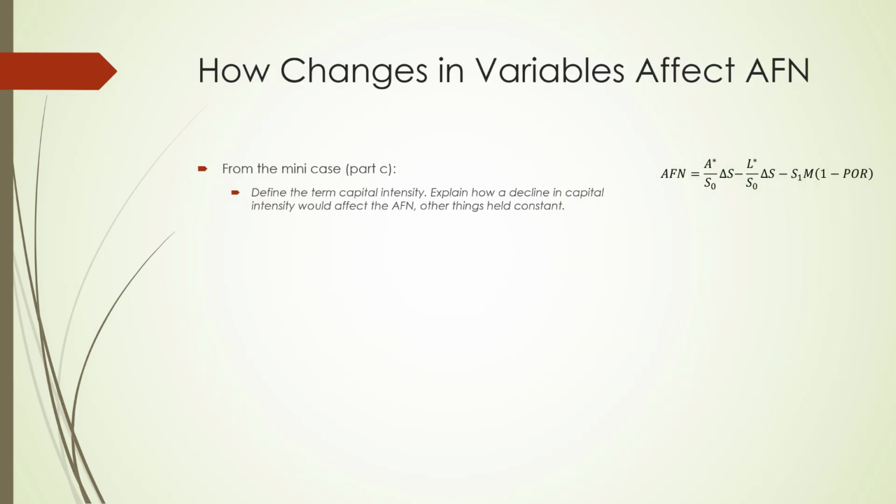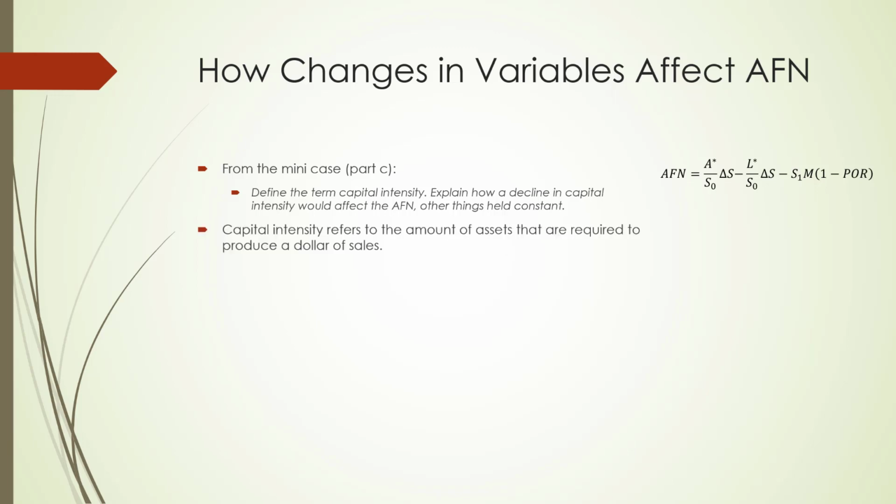Now, in Part C, the mini case says, define the term capital intensity and explain how a decline in capital intensity would affect AFN. Well, I've put the AFN equation off to the right here, and the first fraction there, the assets divided by sales, is capital intensity. So capital intensity is just how many dollars in assets do you need per dollar of sales.